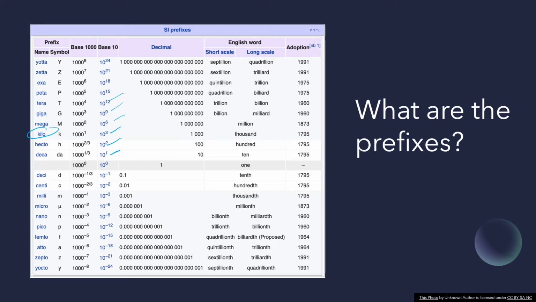Some of you might recognize the next ones like mega, giga, tera, peta. Okay, if you're into computers, those are megabytes, your gigabytes, your terabytes, your petabytes. Okay, when you get into really large sums of data.